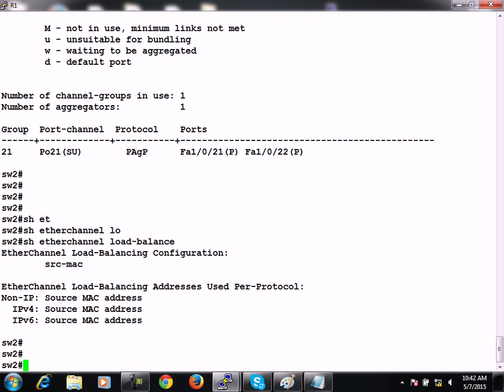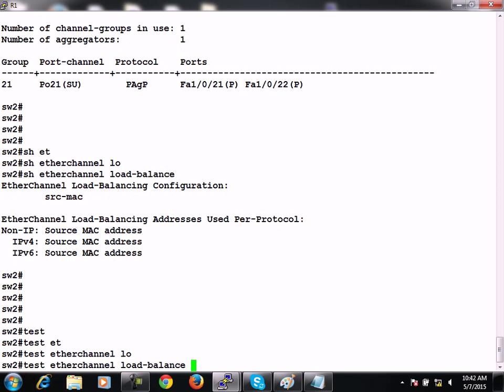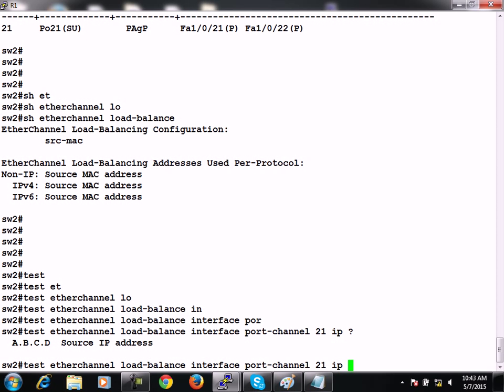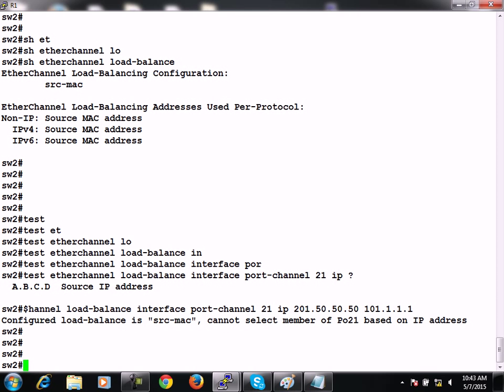And if you configure the same command on switch 2, then what will it show us actually? Test etherchannel load-balance interface port-channel 21 and then IP and source IP address, let's say this time 20.50.50.50 and destination IP address is 10.1.1.1. So what is it saying? It is showing you that of course your configured load balancing algorithm is source MAC address, so it cannot select a member of port-channel 21 based on IP address. So first of all, before testing your exit interface, you must have information about your EtherChannel load balancing algorithm, and accordingly you will test it, right? So if you are using MAC address only, then you have to test your load balancing using only and only MAC addresses.